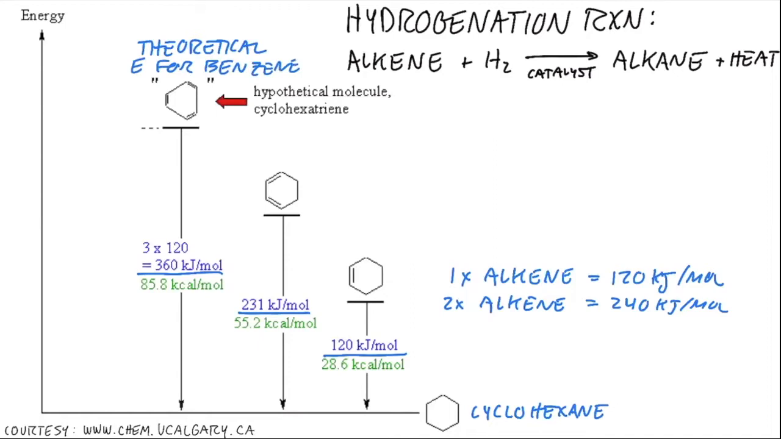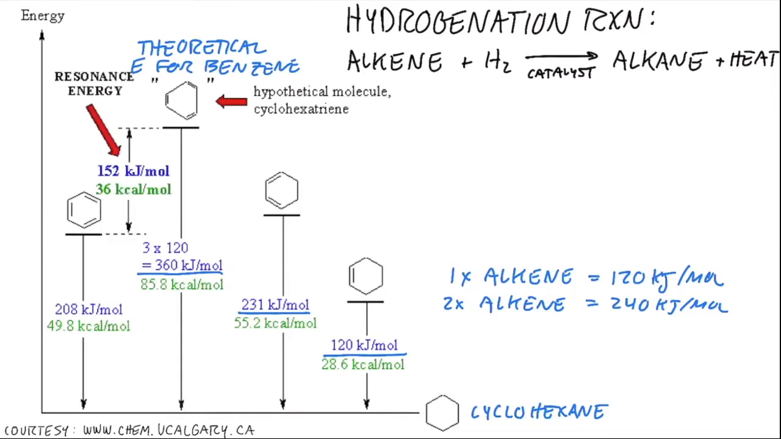But what happens in reality, when we measure the value of energy of benzene for this reaction, is that it's much lower, right? It's actually even lower than just having 2 double bonds. So this platform here is the one that we're looking at for the energy of benzene. It's only 208 kilojoules per mole. So it's not like 1 double bond, it's not like 2, and it's definitely not like what we would expect to see for 3 double bonds.